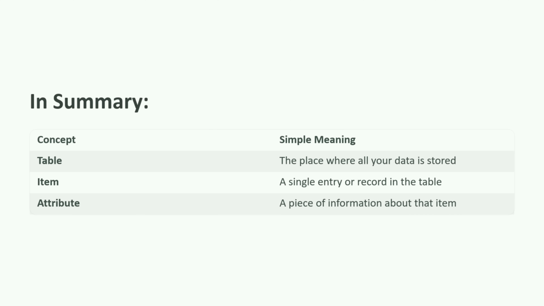Now we will see the summary. Table is nothing but the place where all your data is stored. Item is nothing but a single entry or record in the table. Attribute is nothing but a piece of information about that item.